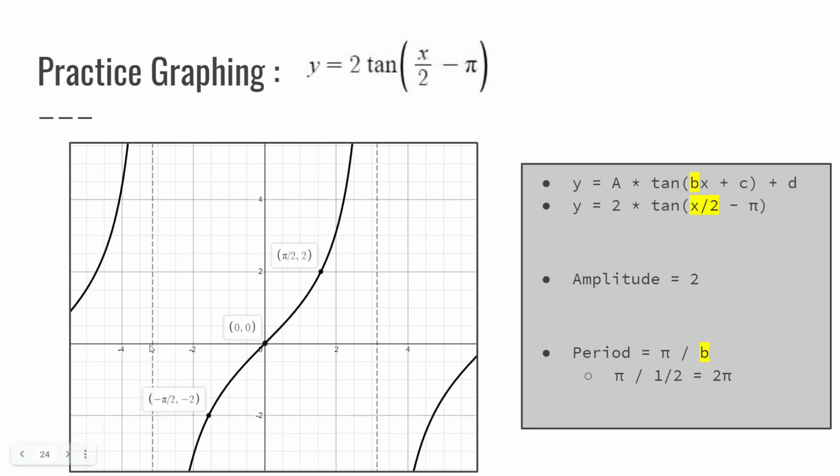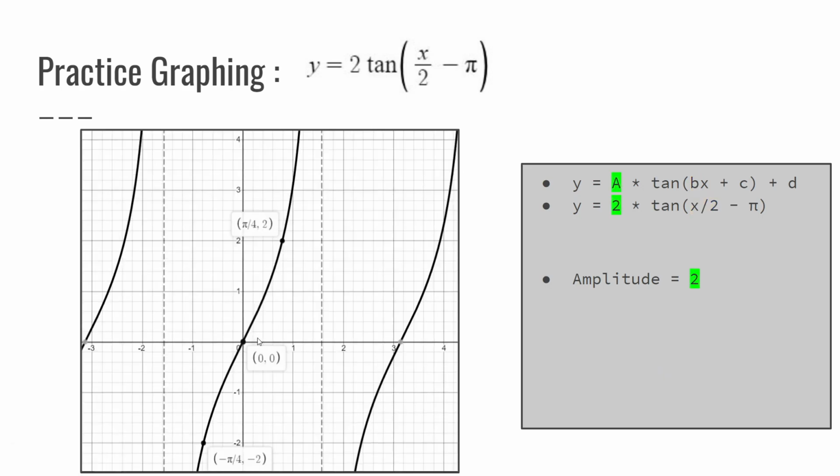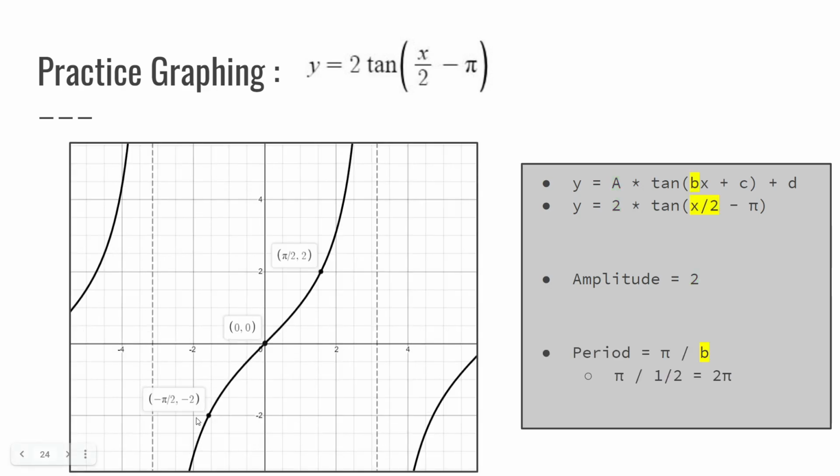We have this line at negative pi and this line at positive pi, these asymptotes, right? So from before we had pi over 4 and negative pi over 4 comma 2 as our reference points, and now they become negative pi over 2 comma negative 2 and pi over 2 comma 2, because the period is now 2 pi. We're going from negative pi to pi.